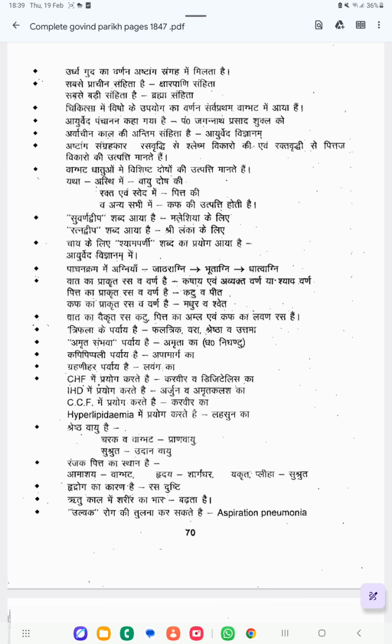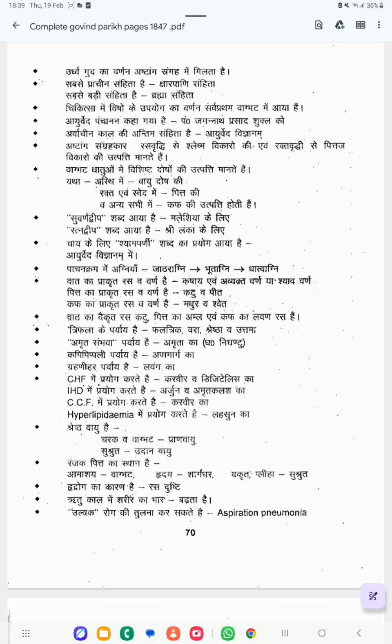Then Ashtanga Sangrahakara Rasa Vriddhi se Shleshma Vikaron ki evam Rakta Vriddhi se Pittaja Vikaron ki utpatti mante hai. So according to Ashtanga Sangraha, because of Rasa Vriddhi we will get Kaphaja Vikaras, and because of Rakta Vriddhi we will get Pittaja Vikara. Rasa Vriddhi leads to Kaphaja Vikara, Rakta Vriddhi leads to Pittaja Vikara.